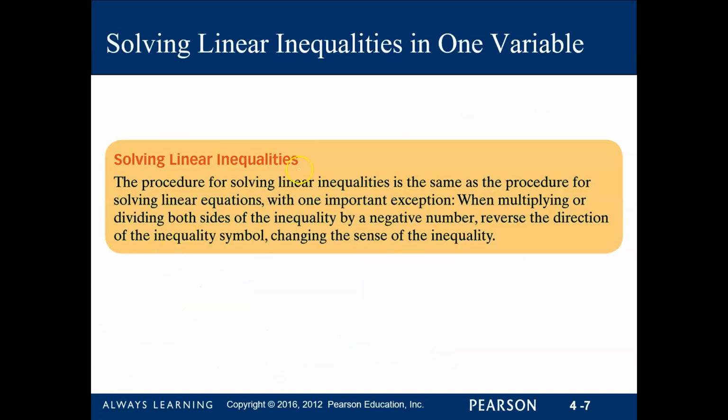So as I have mentioned, solving inequalities is the same as solving an equation with only one exemption, okay? And you need to follow this part. When multiplying or dividing by a negative number, reverse the direction of the inequality, okay? If you're adding or subtracting, no changes. It is only when you multiply or divide by a negative number that you will need to flip the inequality. We do not have this rule in equations.